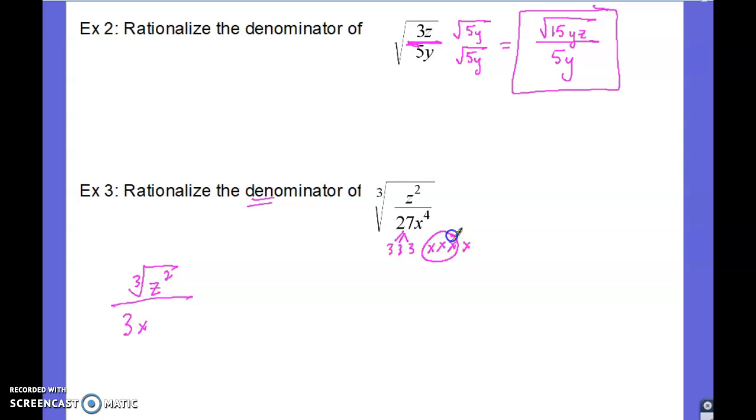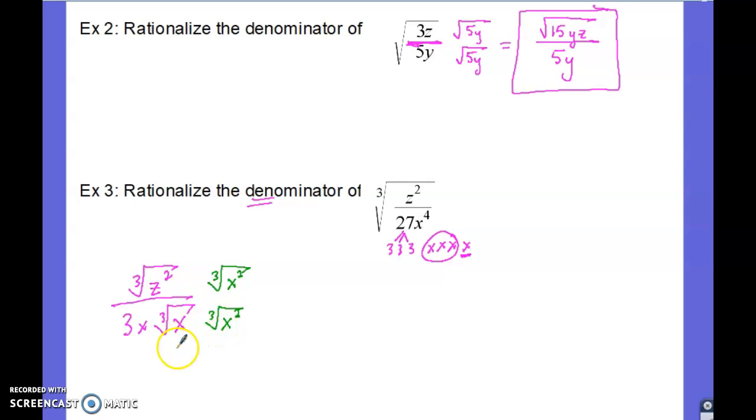Well, I can bring one set of 3 in front, but then I have 1 more remaining. And this one has to be left over. Well, I need 2 more to get to 3 of these. So what I need to multiply top and bottom by is 2 more x's to get rid of this radical in the denominator.